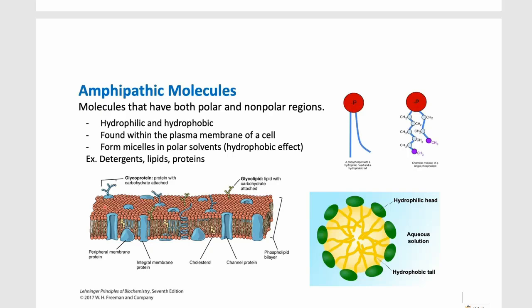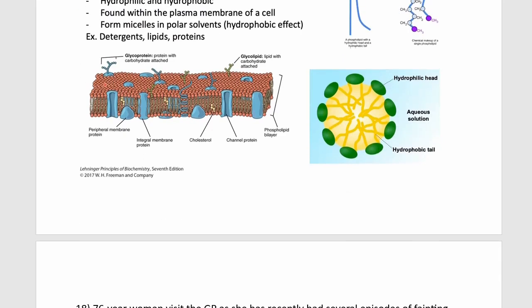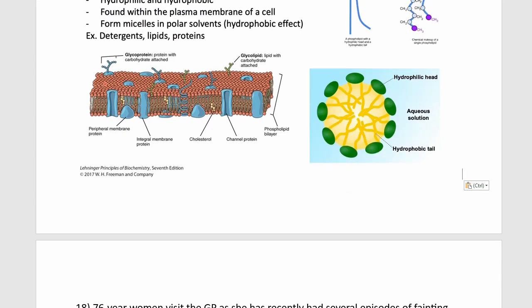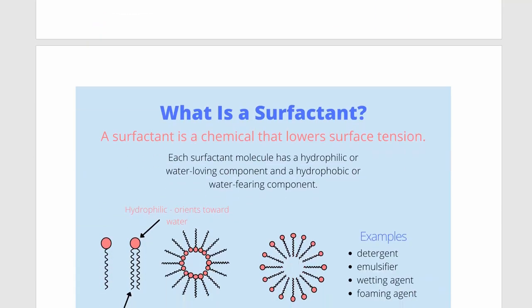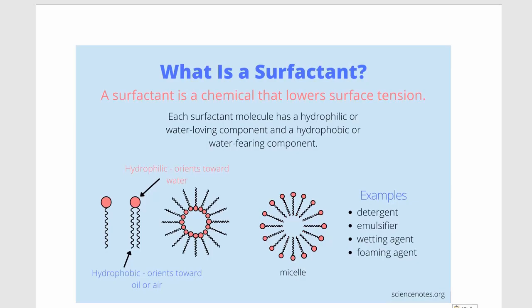The main purpose of surfactant is to line the alveoli, which reduces surface tension, and that helps prevent alveoli collapse during expiration. This is probably a little easier to understand visually, as it's probably a bit confusing. A surfactant is a chemical that lowers surface tension. Each surfactant molecule has a hydrophilic component and a hydrophobic component, and they form these micelles.